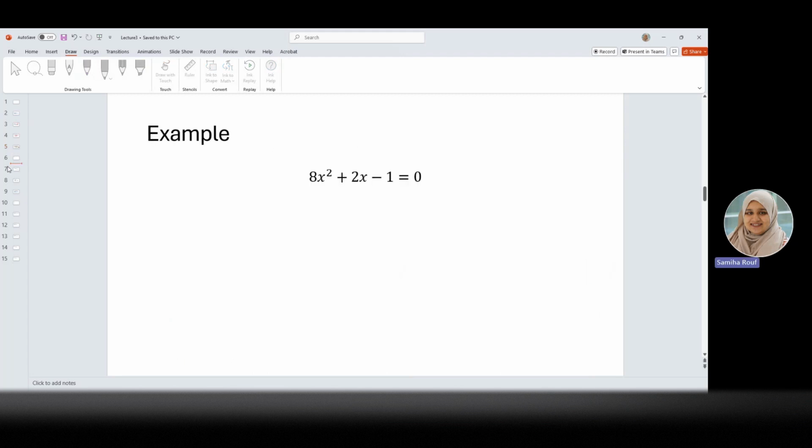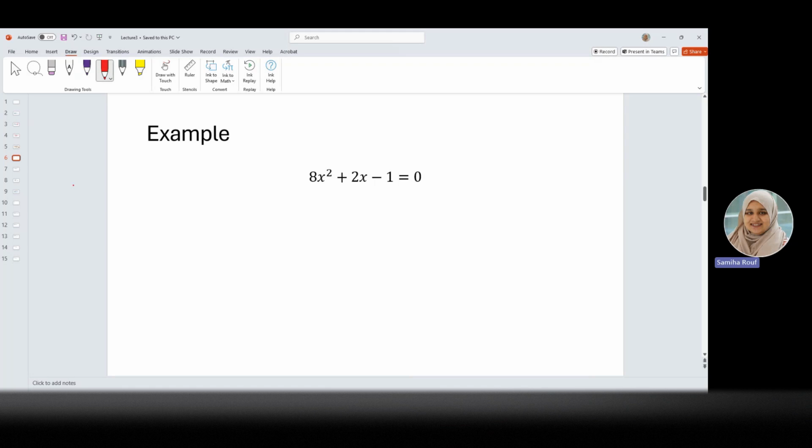Okay, so let's look at this example. Now, this is the example that we solved, I believe, in the last lecture, using a different method, the AC method. However, we're going to go over that right after this. Let's first try solving this using the quadratic formula.